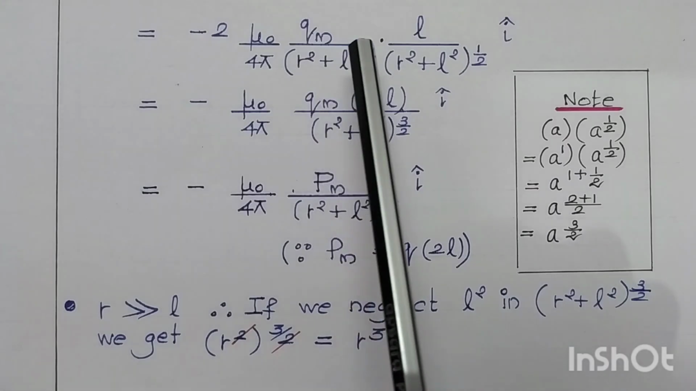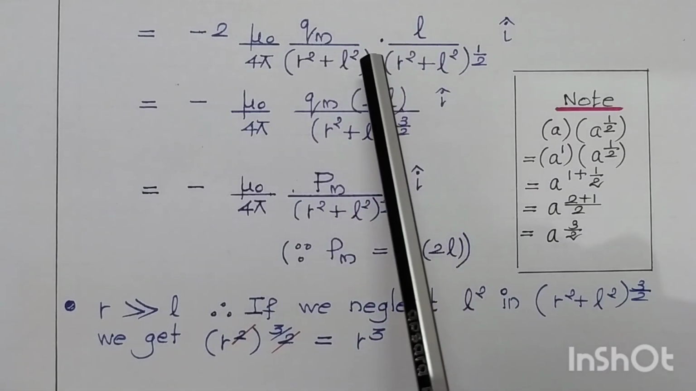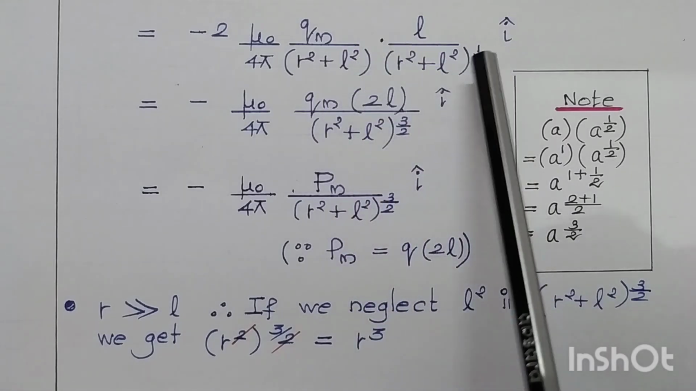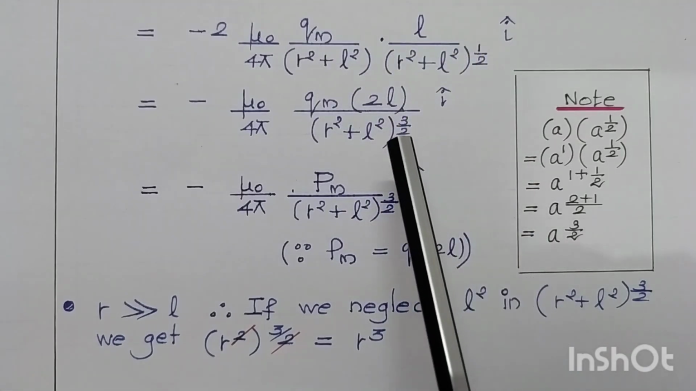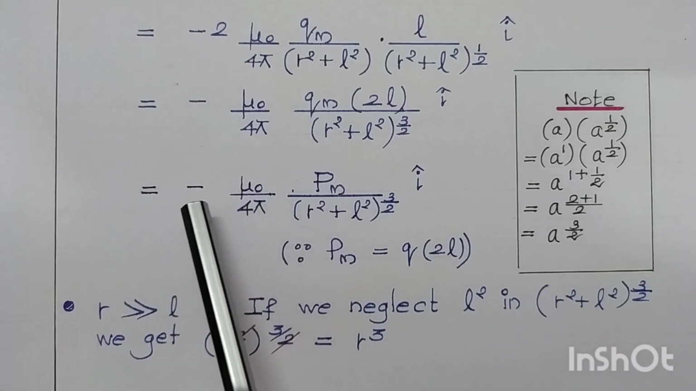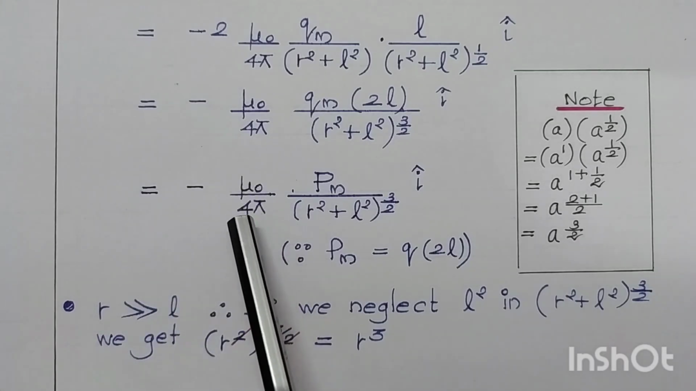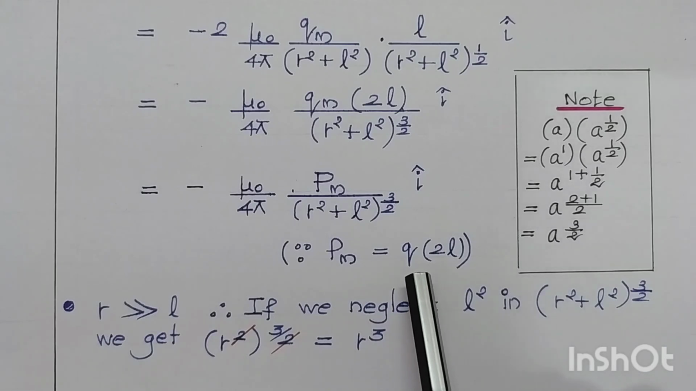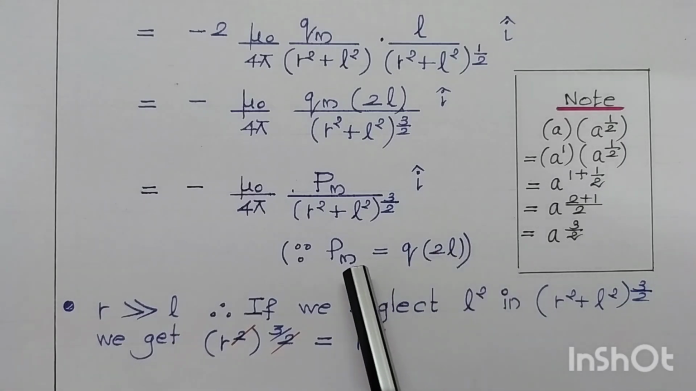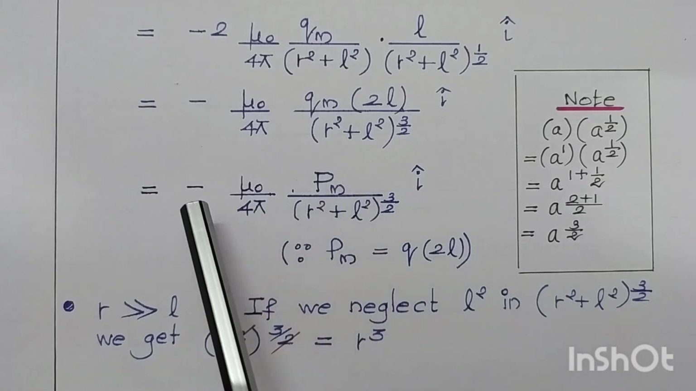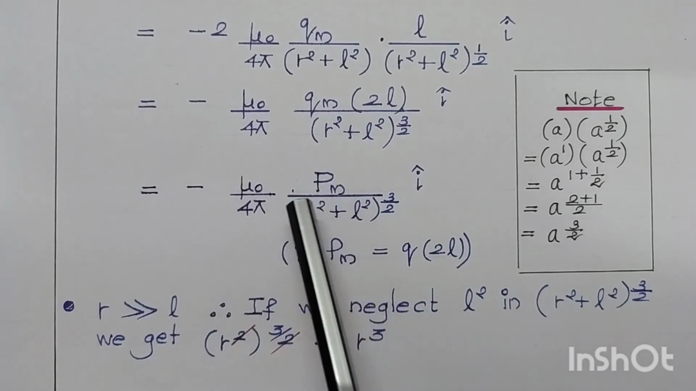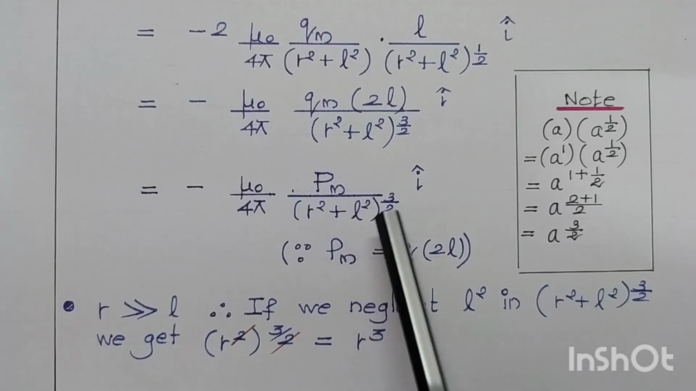Similarly, these two terms are same. Here power is 1, but here power is 1 by 2. So when they get multiplied, the power becomes 3 by 2. In the next step, minus mu naught by 4 pi, we all know that Q into 2L, here M is not written, you make note of it, Qm into 2L is equal to what? Pm. So in the place of Qm into 2L, I have written Pm. So minus mu naught by 4 pi into Pm by (R squared plus L squared) to the power of 3 by 2 I cap.